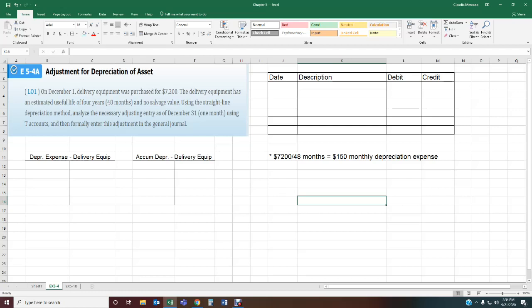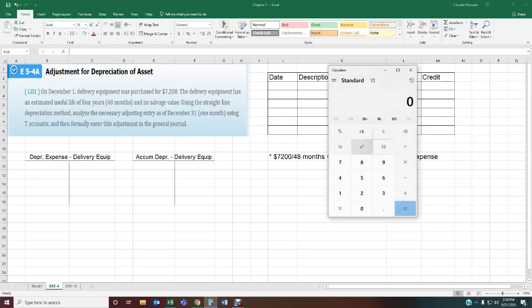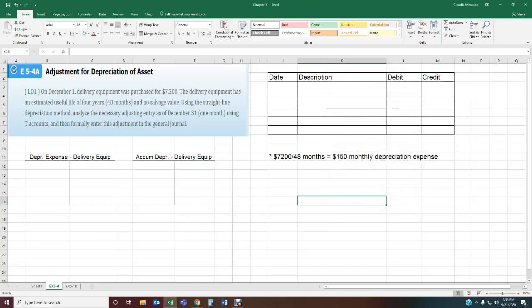Now be very careful, because in this example, we don't have a salvage value. If we had a salvage value, let's say for example, and this is just on the side, let's say my salvage value was $200. So we would take the 7,200 minus my salvage value, and then you would divide that by the number of months. Okay, so just be very careful. If you have a salvage value, you have to adjust it. In this case, we didn't have a salvage value, so we just took the amount of the asset divided by the number of months. Okay, and that is how much we're going to depreciate.